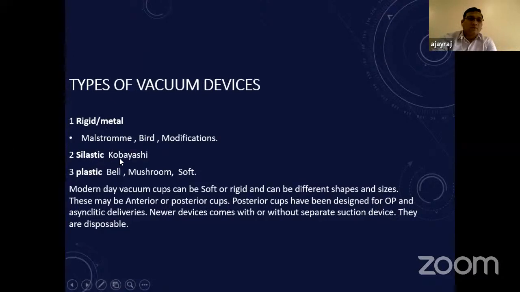Silastic, Kobayashi, plastic, bell, mushroom, and soft. Modern day vacuum cups can be soft or rigid and can be different shapes and sizes. In routine day-to-day practice, there are small, medium, and large sizes of vacuum cups. These may be anterior or posterior cups. Posterior cups have been designed for occiput posterior and asynclitic deliveries. Newer devices come with or without a separate suction device. They are disposable.